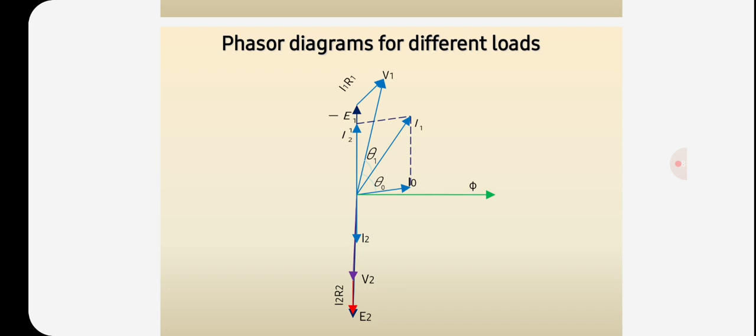So that is the equation: minus E1 is equal to V1 minus I1 R1, that is the vector difference. The vector diagrams of the transformer with the resistive effect: for a purely resistive load it means unity power factor, inductive load means lagging power factor, and capacitive load means leading power factor. So we will discuss the phasor diagrams of resistive load, inductive load and capacitive load.